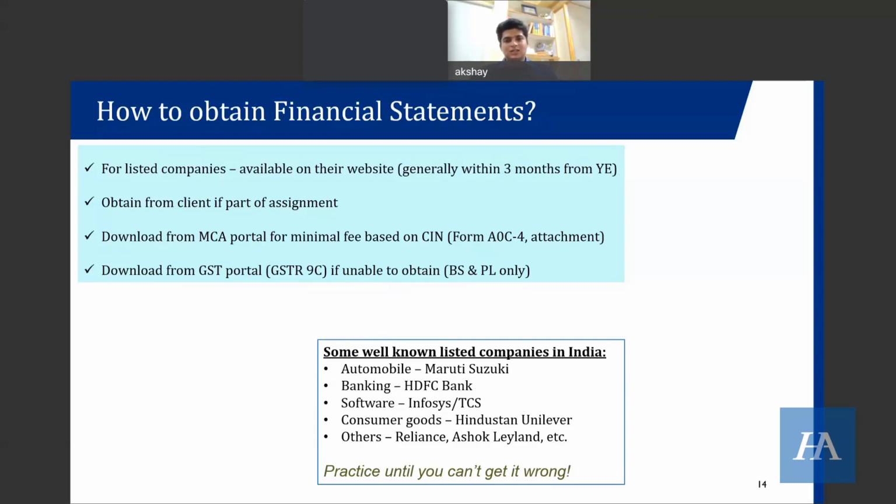But if you do the financial statements reading under IDT, keeping in mind these points, maybe you will be able to identify certain issues which even the statutory auditor may not have identified. So one of the statements which I always use is: practice until you can't get it wrong. So all the best. I hope this video was useful for you.